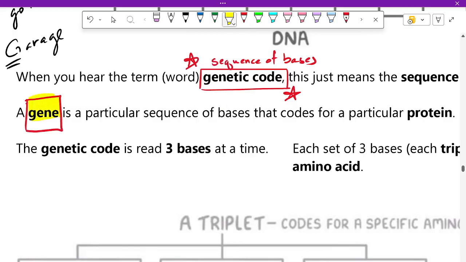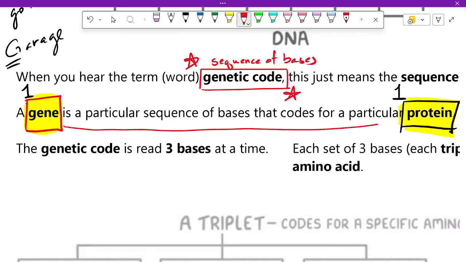Okay. So a gene is a sequence of bases that codes for a particular protein. So basically, one gene, one protein. This is hugely oversimplified. If you go and you take Biology 12, you'll learn that there's much more to it than this. But for grade 9, one gene is the sequence of letters that gives you the code for one protein. Okay?